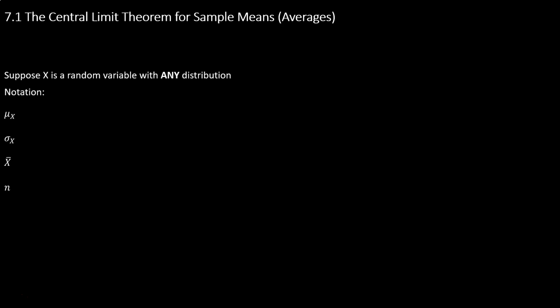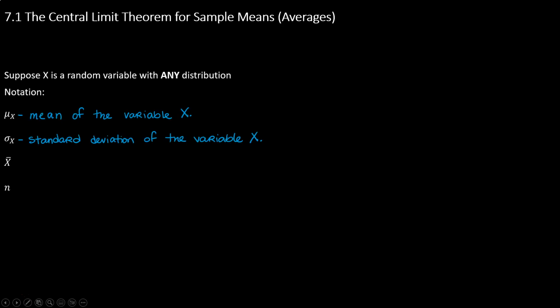First, let's go over a little bit of notation. I'll use a capital X to represent the original random variable, and this random variable can have any distribution. Uniform, exponential, skew, doesn't really matter. That random variable is going to have a measure of center like the mean. So we'll use mu sub capital X to represent the mean of the variable X. It'll also have some kind of spread, like our standard deviation. So sigma subscript capital X will represent the standard deviation for our random variable capital X.